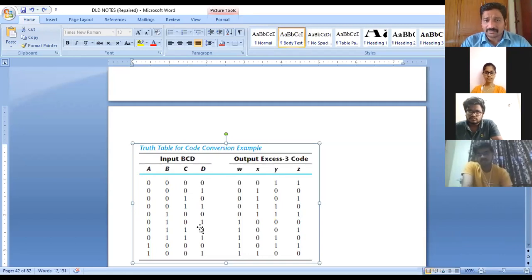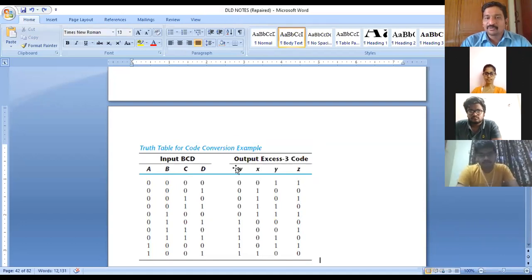Got it? Now we need to design a combinational circuit. One thing we clearly know for this example: we know how many inputs and how many outputs there are. Then the question is, how can I get the outputs W, X, Y and Z? Already using the Karnaugh map, we can easily find the W equation, X equation, Y equation, and Z equation. So how can I find that?